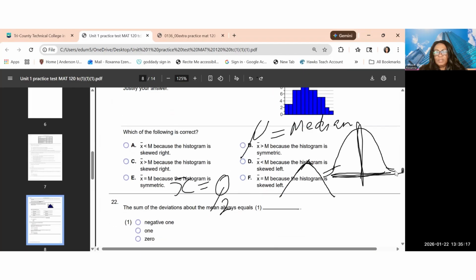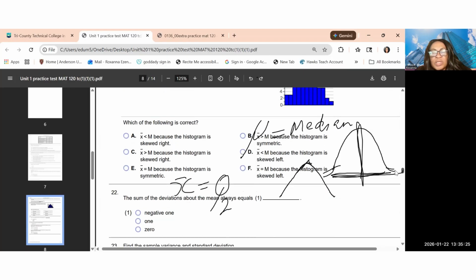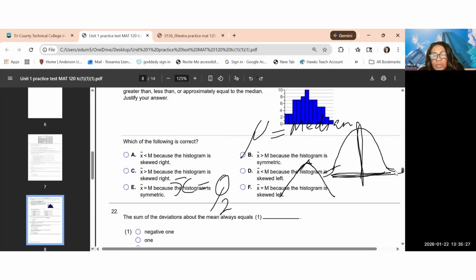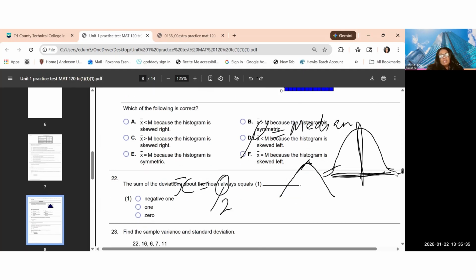The sum of the deviations above the mean always equal to the sum of the deviations, what did it say, above the mean, always equal to. So it depends on, if it's a normal distribution, maybe the area under the right is 0.5. The sum on the left is 0.5. Total area under the normal curve is 1.